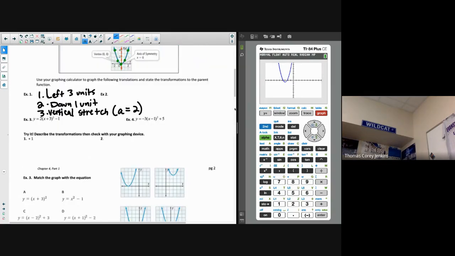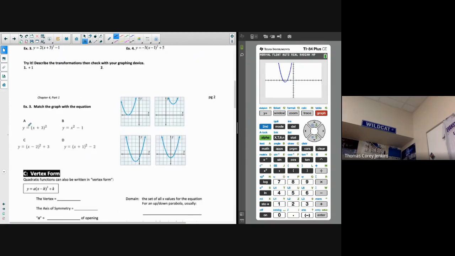All right. Next, we want to try to match these equations with their 4 graphs. And I'm going to try to do that without using my graphing calculator. Okay. So on A, we have +3 in parentheses. That's the only thing different from my parent function, which again is just y equals x squared.